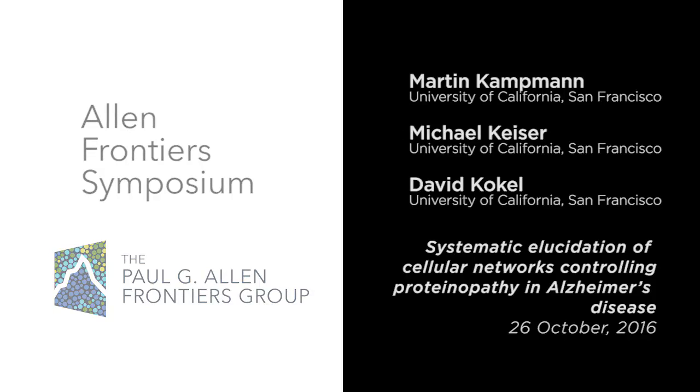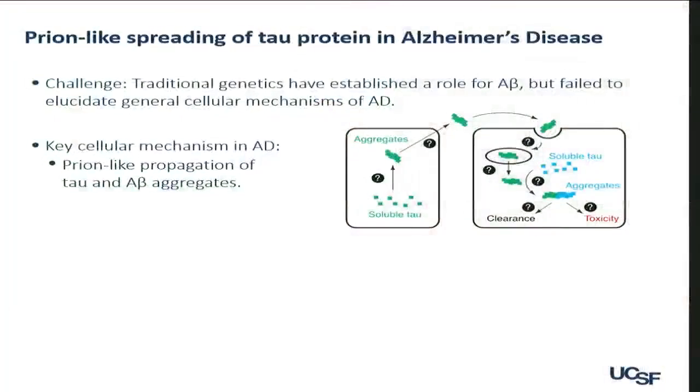I'm Michael Keiser. We have a 5-person team from UCSF at the Institute for Neurodegenerative Diseases, where all of us are actually in different departments, but we're all in the same institute. Three of us are here today, and we're going to try to have all three of us present in this 15-minute slot. What we're interested in is Alzheimer's disease.